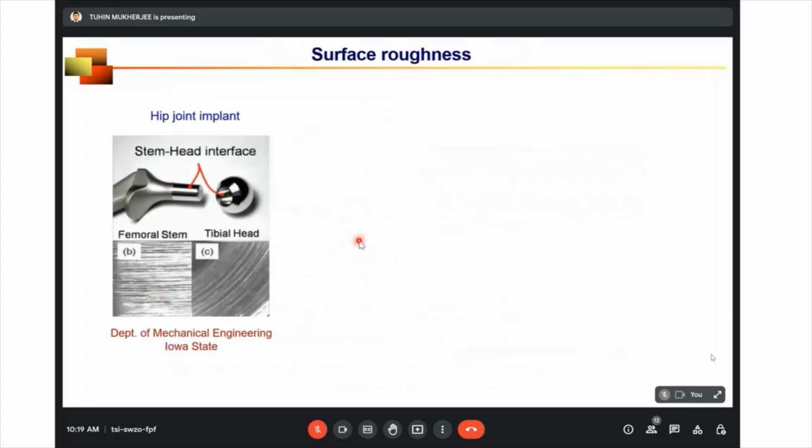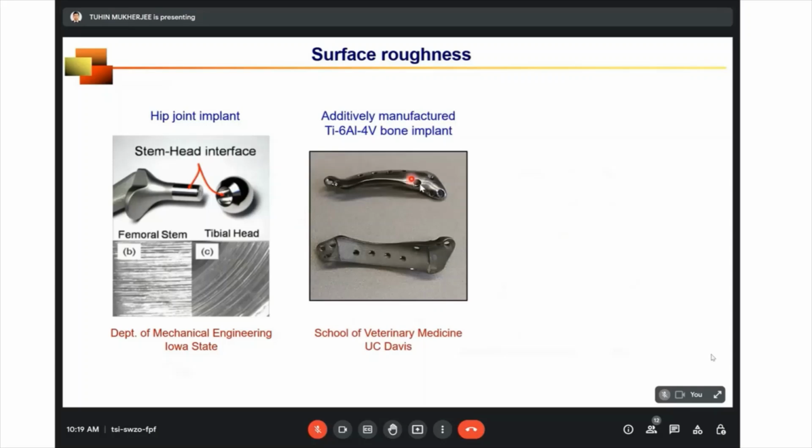So our last defect for today is surface roughness. Now, as we know, we often need to make very complex and intricate parts like medical implants. And you can see that we need to have very high surface finish for the femoral stem and tibial head, this part. So since these days we make this kind of implants using 3D printing, surface roughness is a major concern.